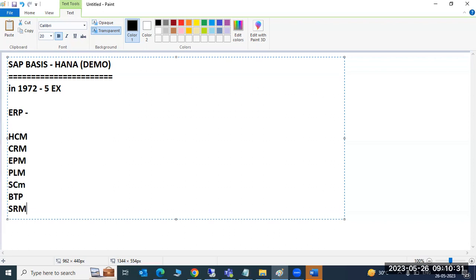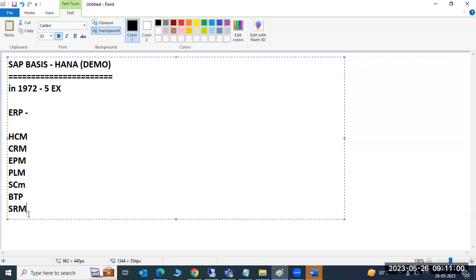Actually, SAP was founded in 1972, almost 51 or 52 years ago. It was founded by five ex-service IBM employees, who developed this SAP company and its software and everything. Those employees were from Germany. That is the reason it's a German product.